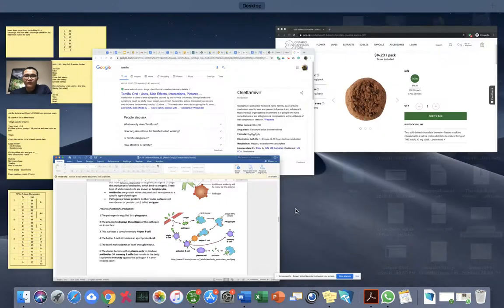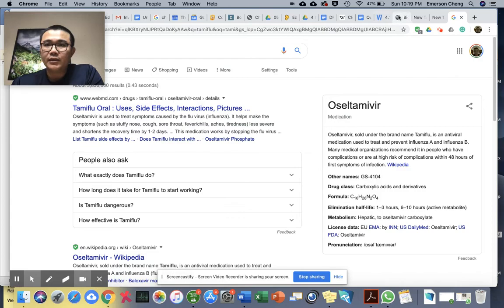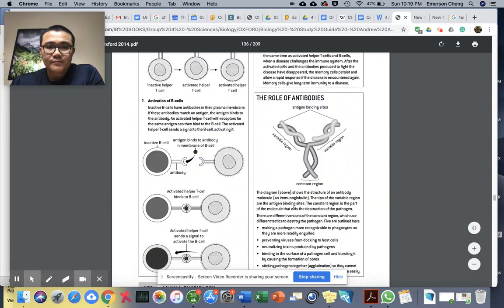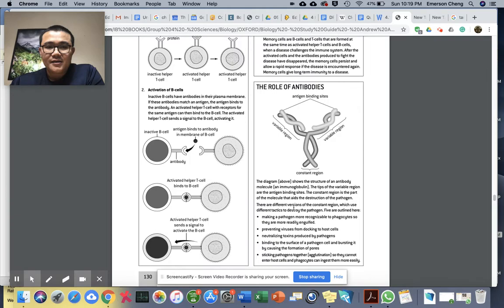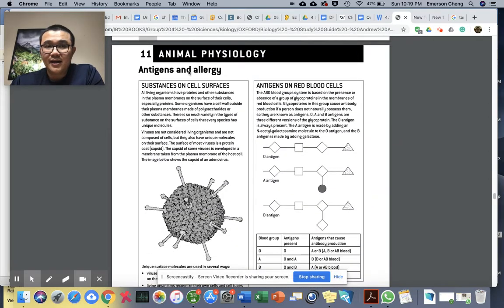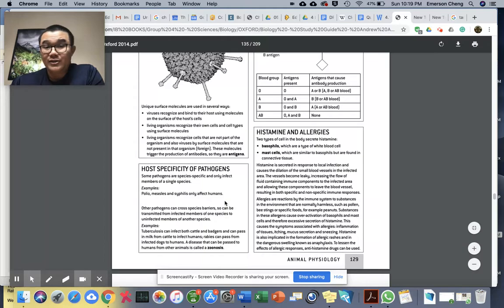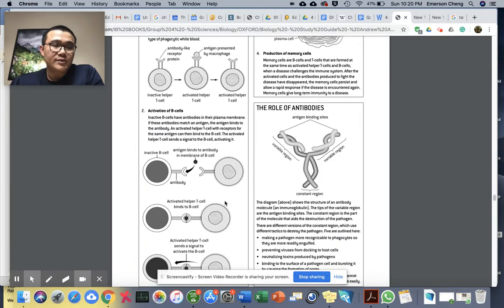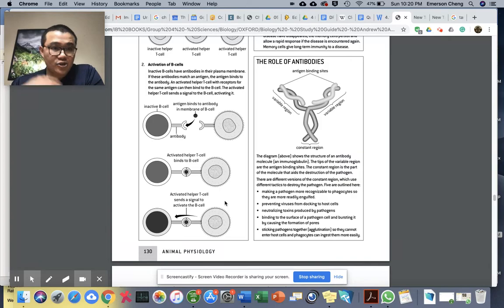Now, some of you are wondering, what was this whole thing about? So, this is a study guide, chapter 11, which is the higher level stuff. I'm going to just use this. Standard level students, don't worry, but it just helps you to understand this process more. So the activated helper T cell binds to a B cell that's inactive, and sends the signal to activate the B cell.